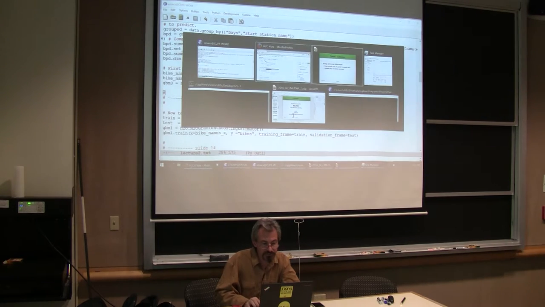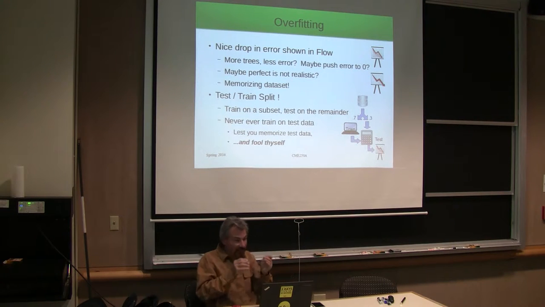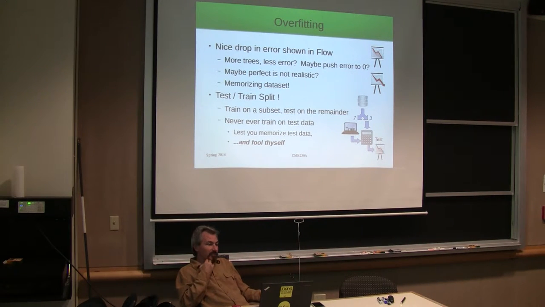Okay, so let's switch over here. I'm seeing this nice drop in error as I add more trees. So maybe if I keep adding trees, I'll get less error. Maybe I can push the error down to zero. Maybe zero error isn't realistic. What's going on? I'm memorizing data, so I'm overfitting.